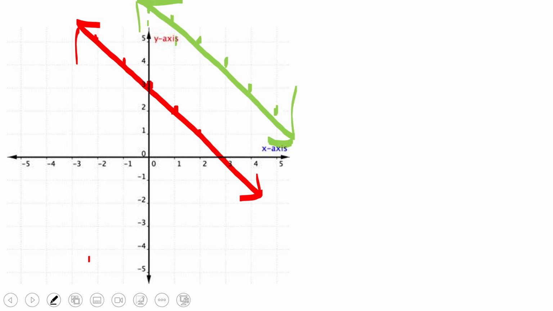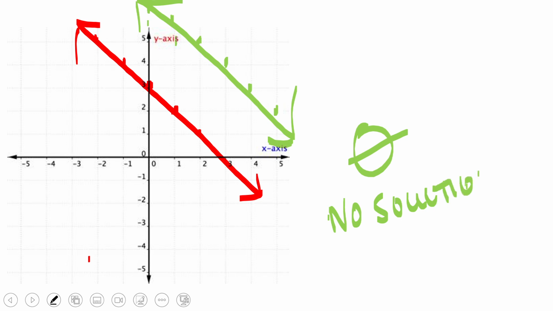There's no solution because systems of equations are a system when the lines visually intersect on the graph at a certain point, and that's where the two equations work together. There's no solution here. So it's a null set solution, no solution. There's no point of intersection on the graph.